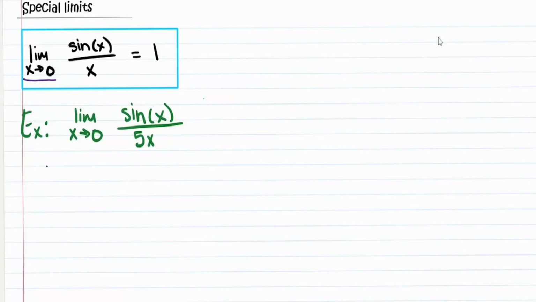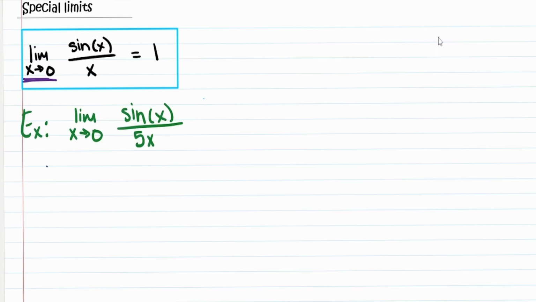Hey guys, in this video we're going to be talking about special limits. So the first one we're going to talk about is the limit as x approaches 0 of sine x over x always equals 1. So make sure when you're using these that it's the limit as x approaches 0. If there's another number that x is approaching, you can't apply these special limits.